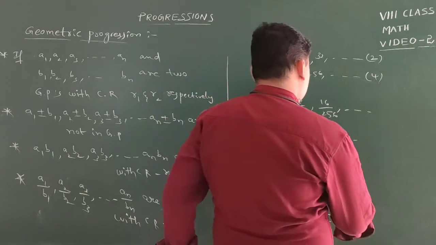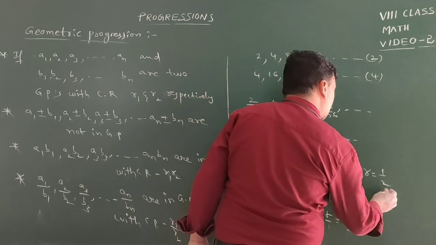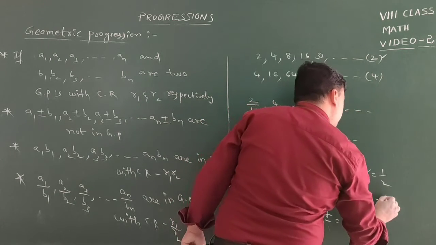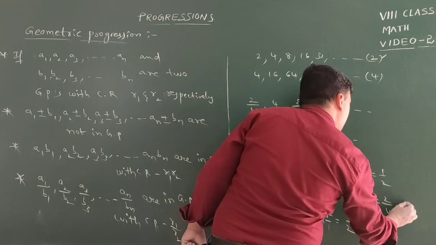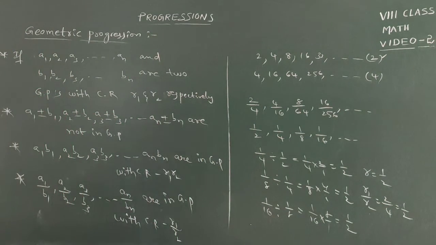Here R is 1 by 2. Now we need to check R1 by R2. R1 is 2, R2 is 4, with the common ratio R1 by R2. That is what they gave in the sequence.